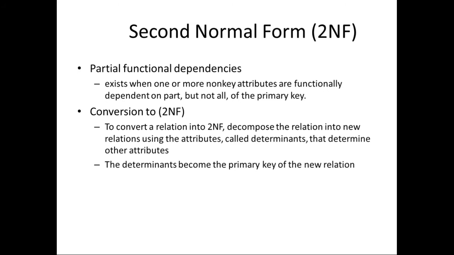The second normal form, or 2NF, deals with partial functional dependencies. A partial dependency exists when one or more non-key attributes are functionally dependent on part, and that's the key word here, functionally dependent on part but not all of the primary key. So just part of the primary key. To convert a relation to second normal form, we decompose the relation into new relations. We create a new table using the attributes, called determinants, that determine other attributes. The determinants become the primary key of the new relation.